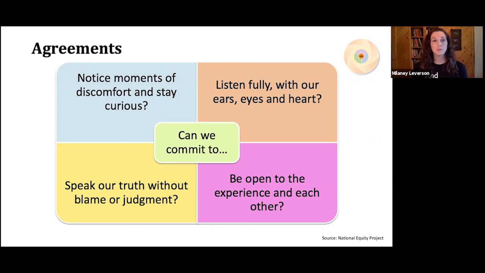Can we commit to noticing moments of discomfort and staying curious? Listening fully with our ears, our eyes, and our heart. Speaking our truth without blame or judgment, and being open to the experience and each other.